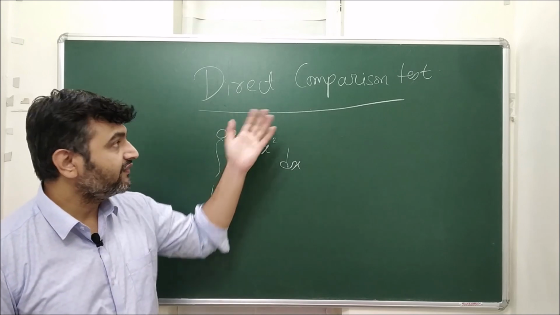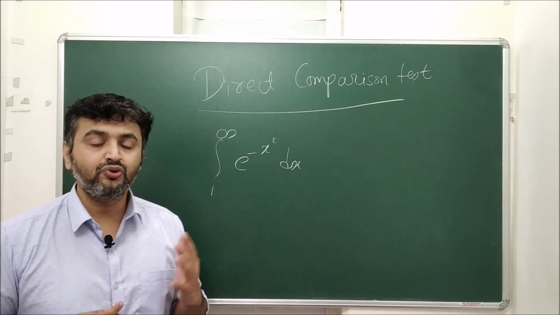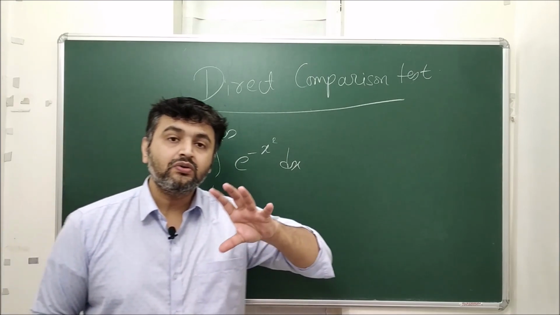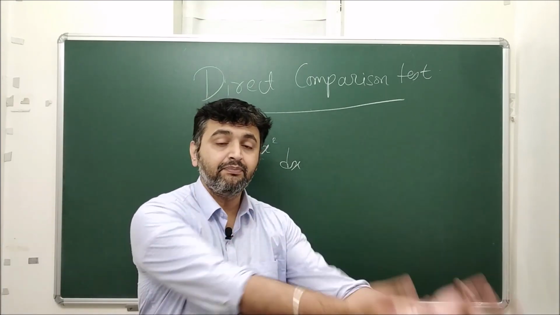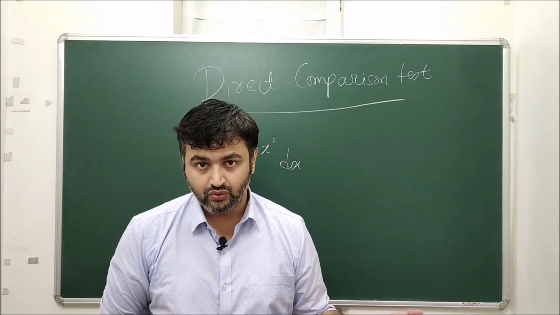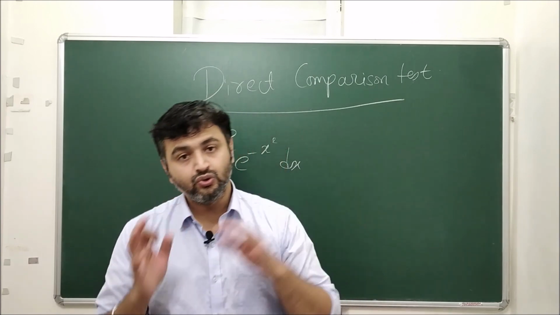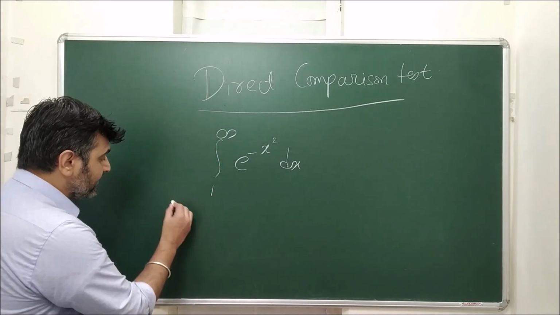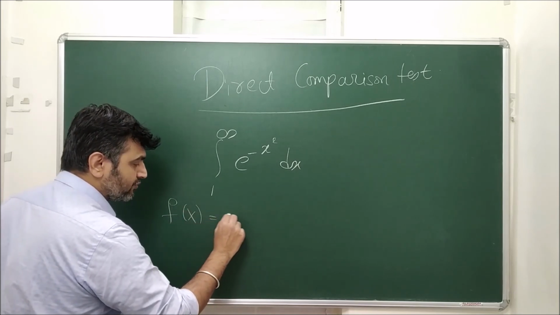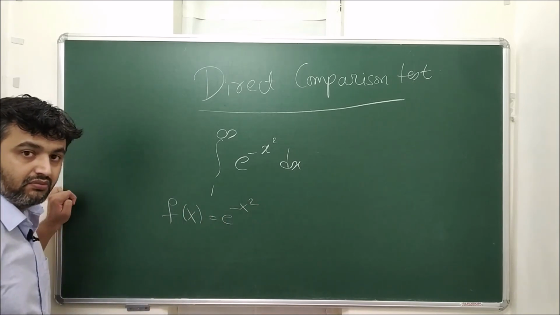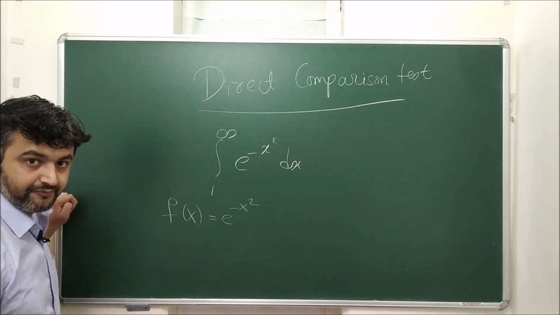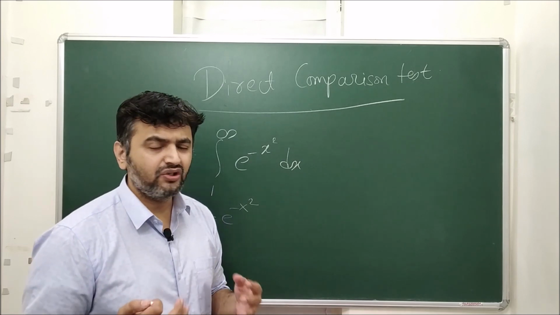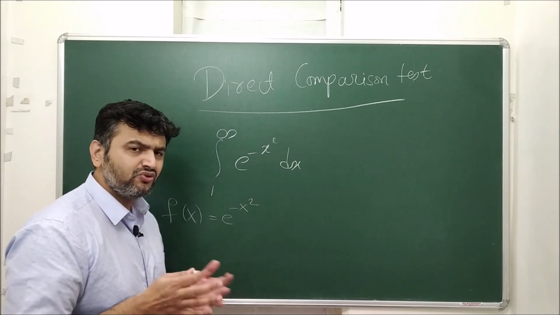So in that view, the first one is the direct comparison test. What do you do here? If you have a function which is difficult to integrate, you try to compare that function with a simpler function whose nature you know, and from that you try to conclude the nature of the given integral. For example, here your function is e raised to minus x square. Now you want to compare with some other function. The question is how to find that other function. It's not that trivial, there is no fixed rule.